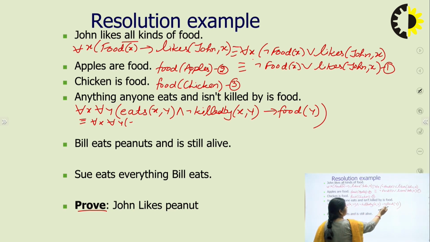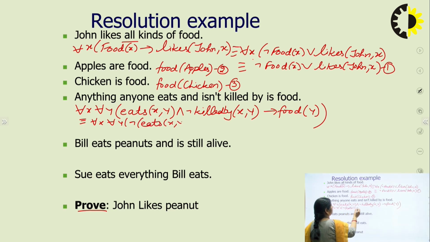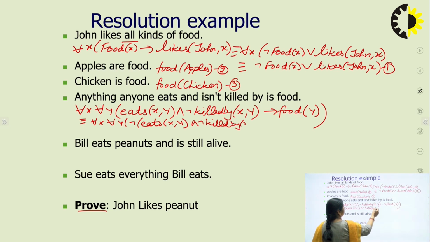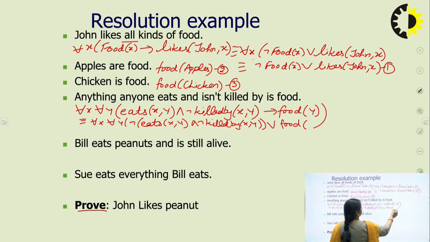This is P implies Q. So not of eats(x, y) and not killed by(x, y) or food(y). So what I did: P implies Q is equal to not of P or Q. So I got this statement.